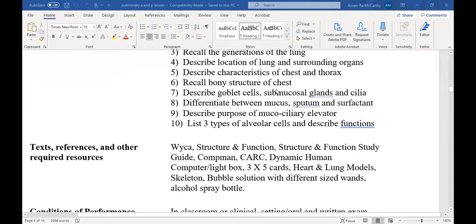Describe goblet cells, submucosal glands, and cilia. The goblet cells, the submucosal glands, and the cilia. Those are very important structures in the lungs. Be able to tell me the difference between mucus and sputum and surfactant. Describe the purpose of the mucociliary elevator. Mucociliary elevator. So I already know that something's going up, right? That's a movement of something going up. And then the 3 types of alveolar cells and describe their functions.